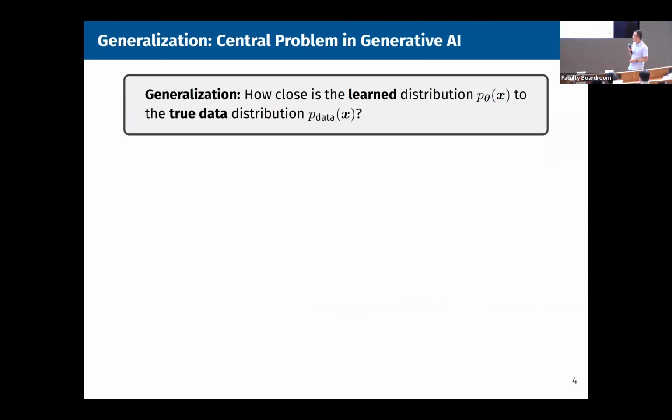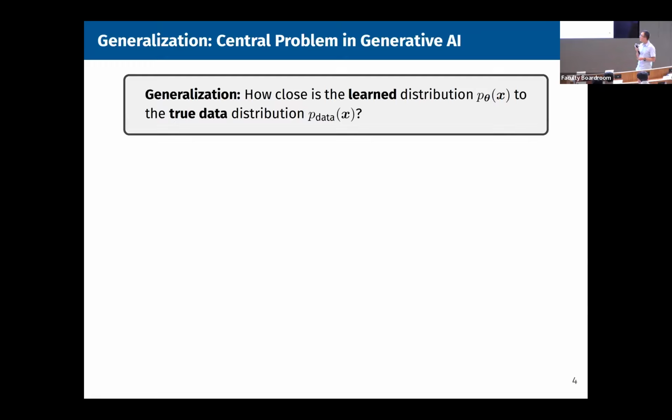So in this talk, I want to focus on generalization. The central question here is: how close is the distribution learned by generative or deep learning models to the true distribution of the data? Here P theta is the distribution learned by a neural network, where theta is the parameter of our neural network, and P data is the ground truth distribution that we want to learn. We assume that our data has some ground truth distribution.